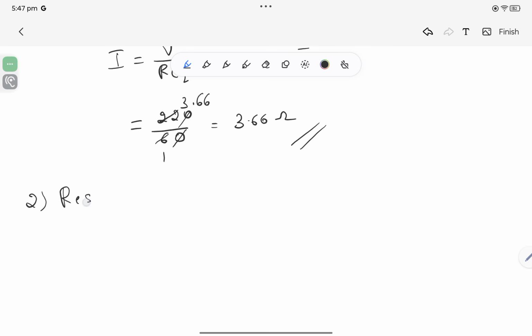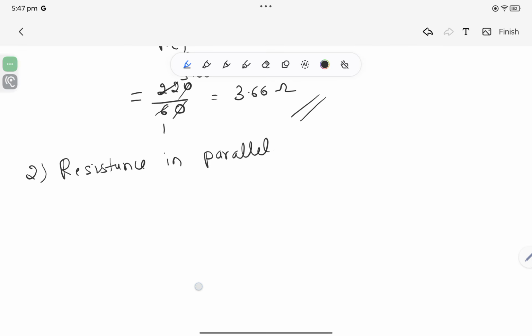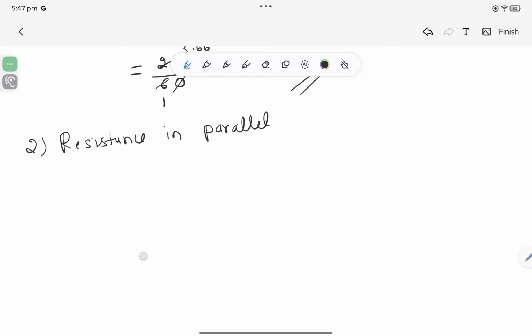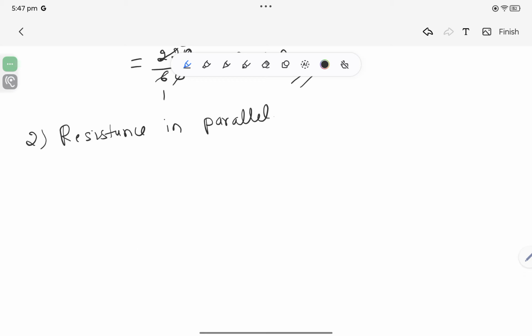Resistance in parallel. What is resistance in parallel? Here resistors are connected terminal to terminal.